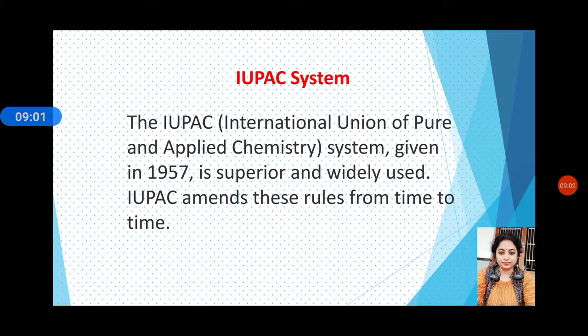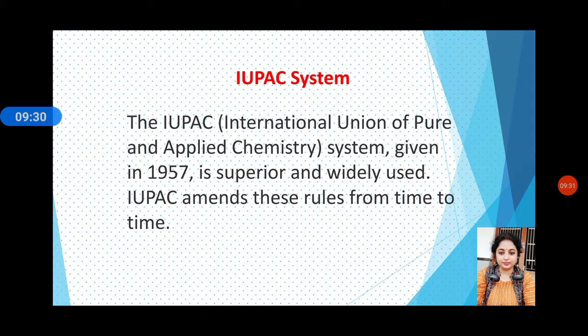Second is the IUPAC system. The full form of IUPAC is International Union of Pure and Applied Chemistry. You have to learn this because in competitions, questions of this type come and they just make a little change. So you can get confused, but if you memorize International Union of Pure and Applied Chemistry, you will mark the correct answer.